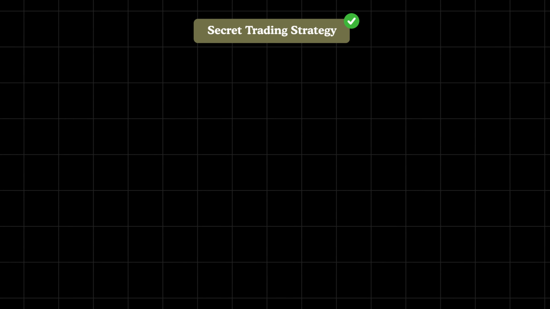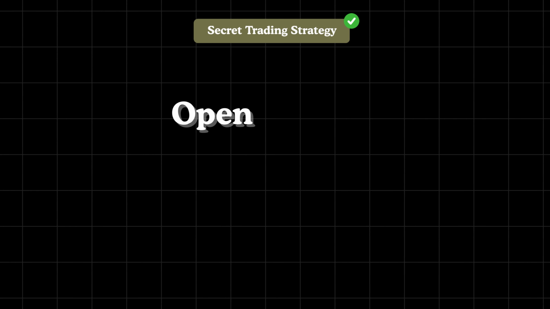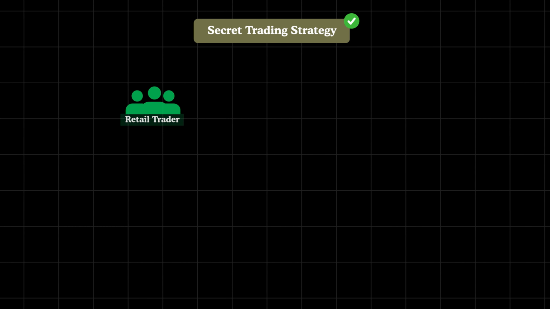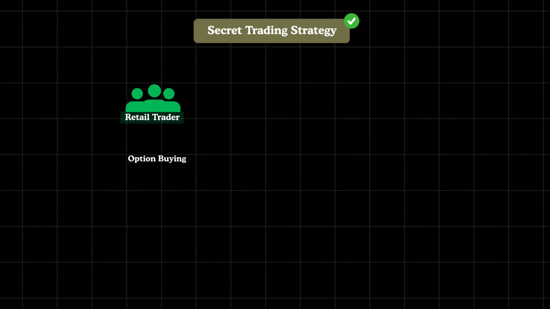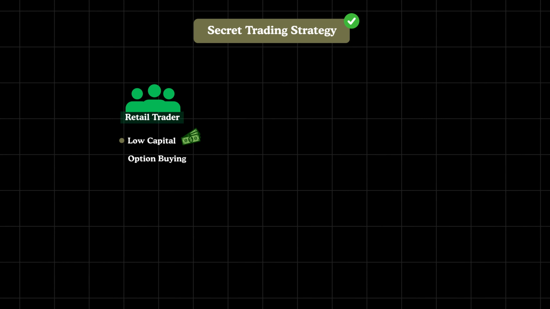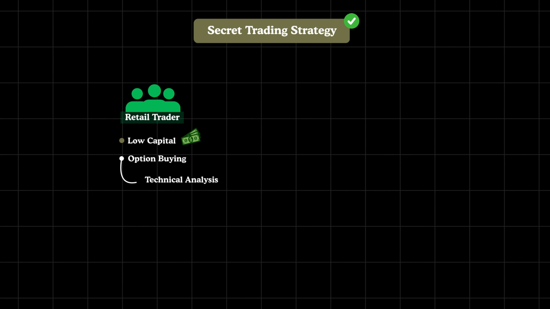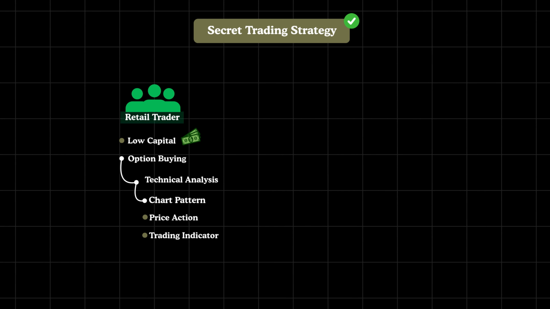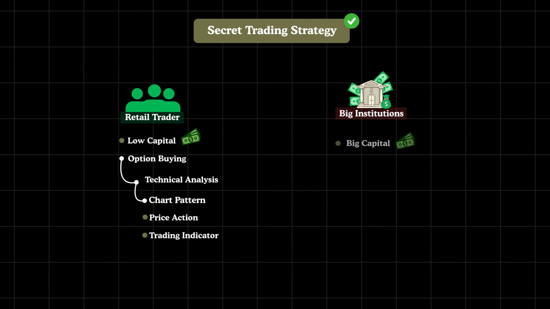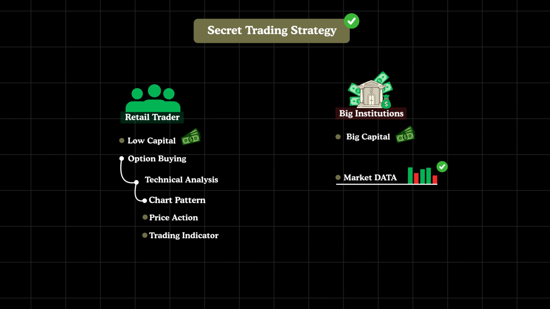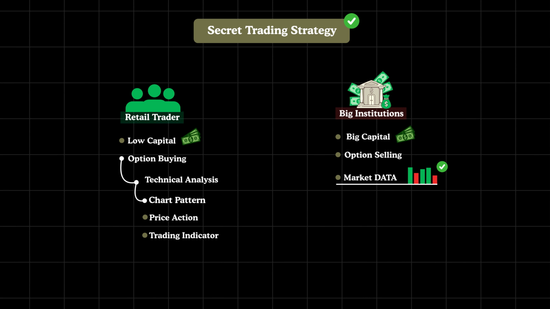In today's video, we are going to uncover the hidden trading approach of open interest and change in open interest. Retail traders usually depend on option buying because of their small capital. When an option buyer takes a position, their attention stays on technical analysis using chart patterns, price action, or trading indicators. But large institutions, backed by big capital, prioritize market data over technical analysis for option buying or selling. That's the reason they stay ahead of everyone.